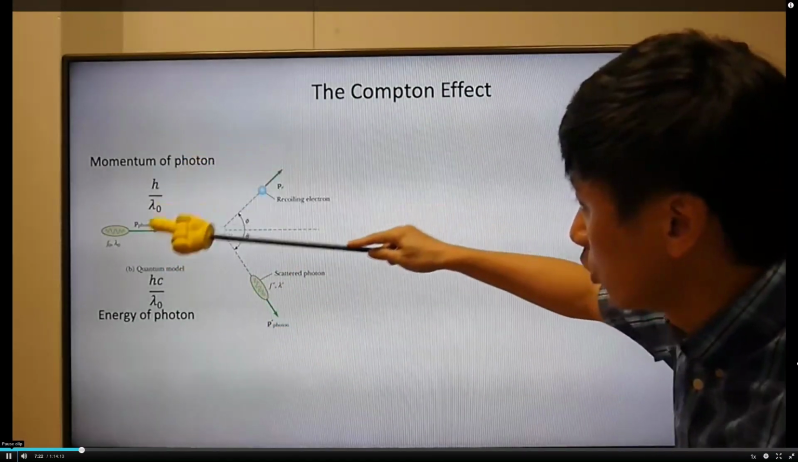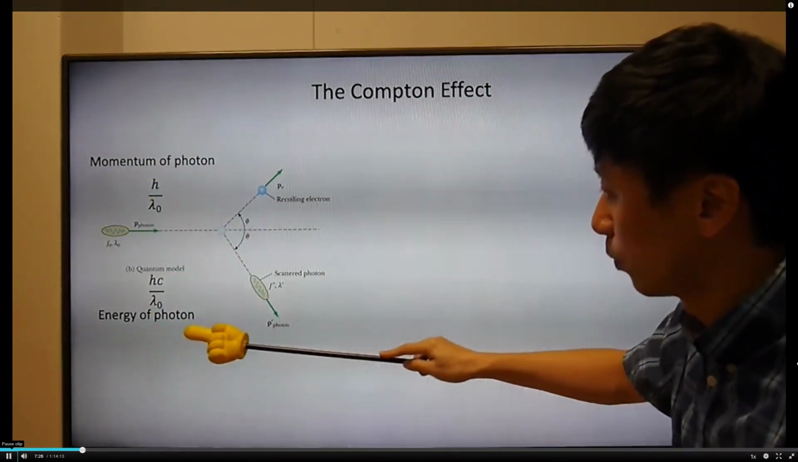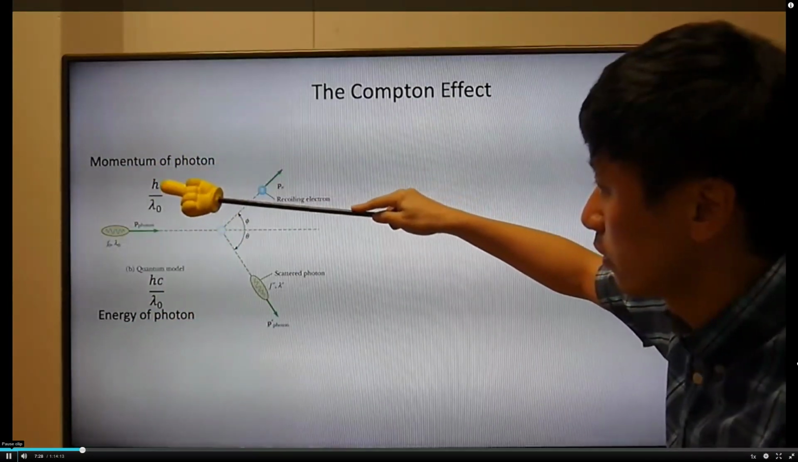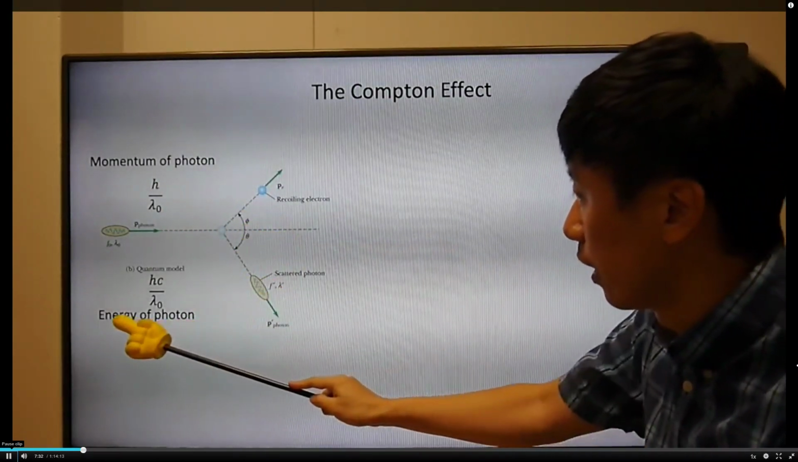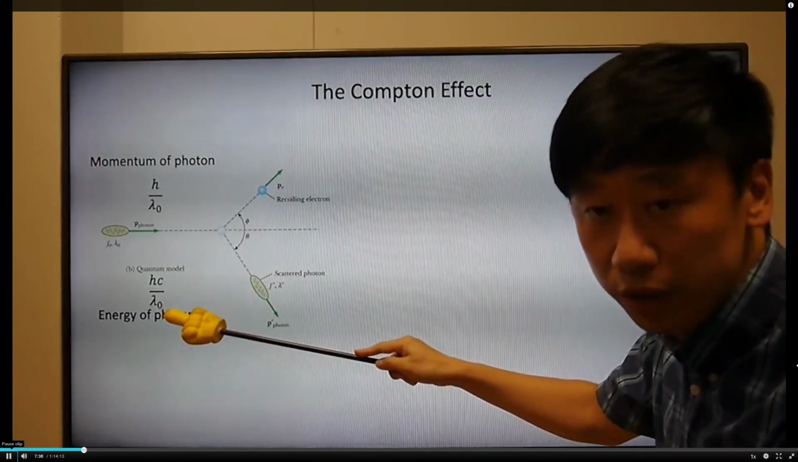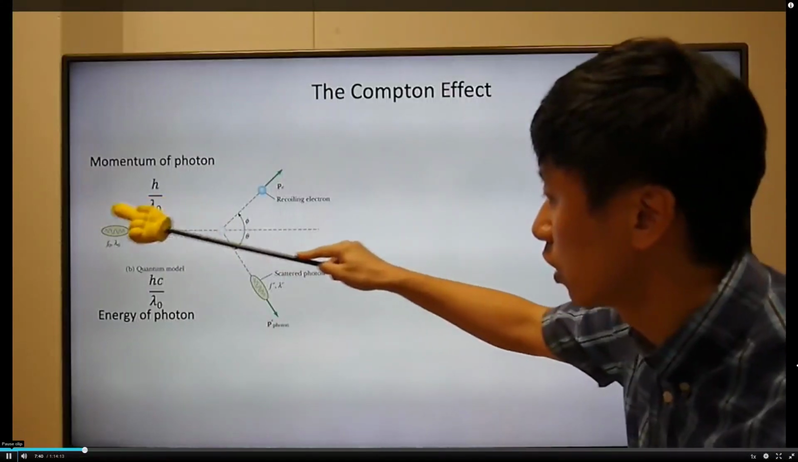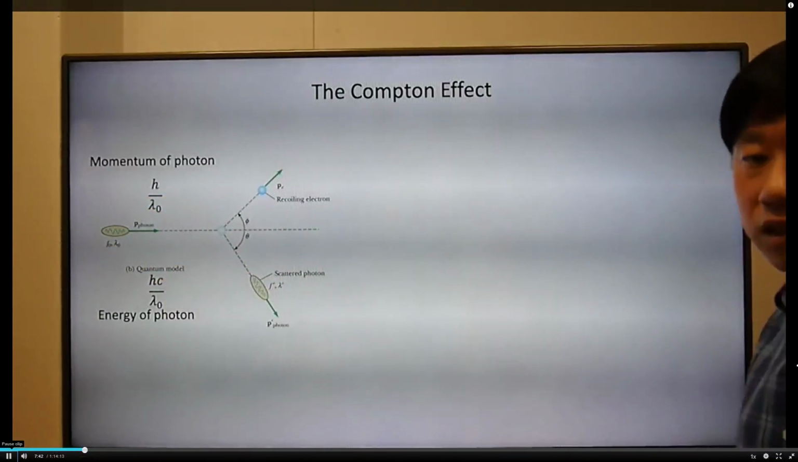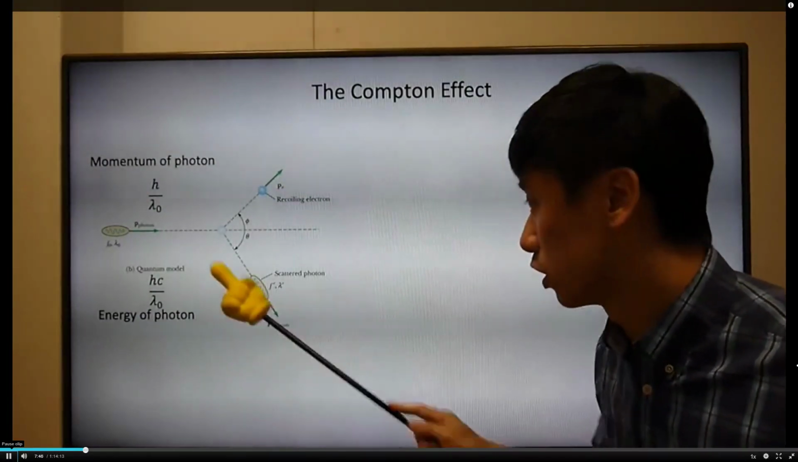And you can define the momentum of the photon and energy of the photon. The momentum is h over lambda 0, and energy is hc over lambda 0. This is the momentum and energy of the incident photon. Now we consider this light as a particle, which is a photon.